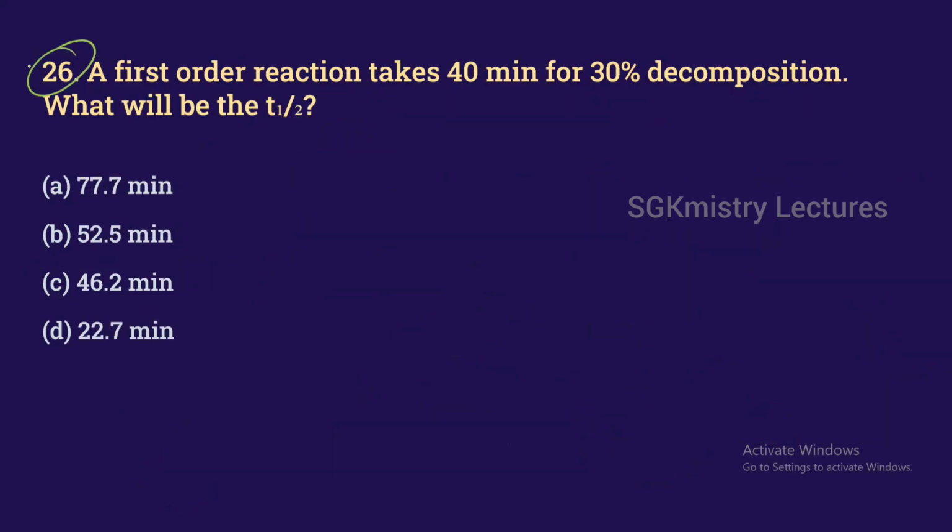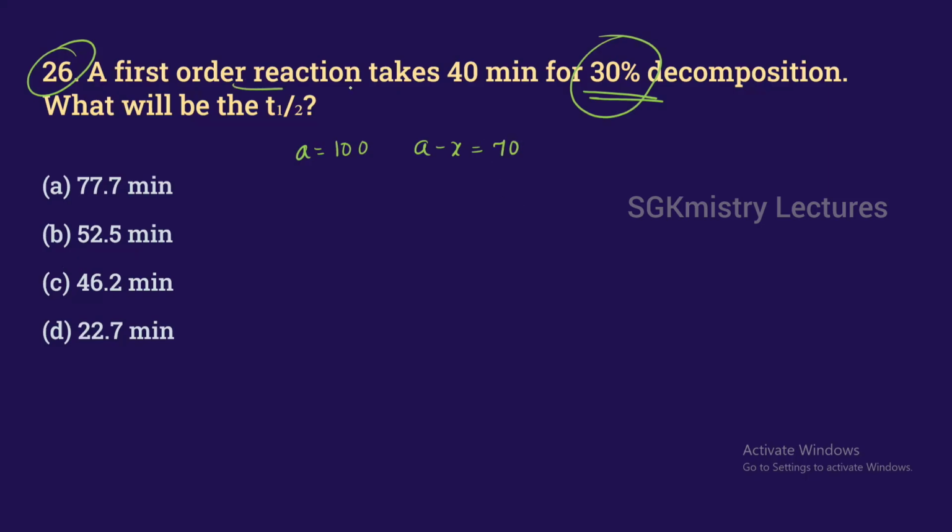Next, question number 26. A first order reaction takes 40 minutes for 30% decomposition. What will be the T half? Correct? So 30% decomposition has been already done. Okay. So since percentage is given, I'm taking A as 100. A minus X will be, 30% has been already decomposed. So how much is remaining? It is 70. 100 minus 30.